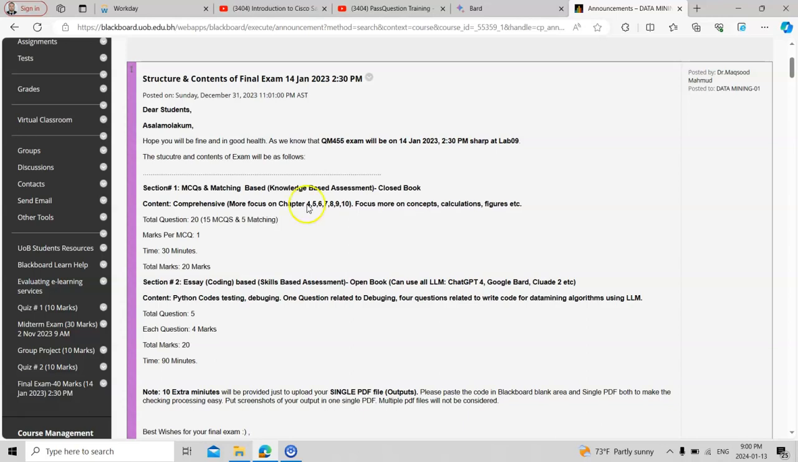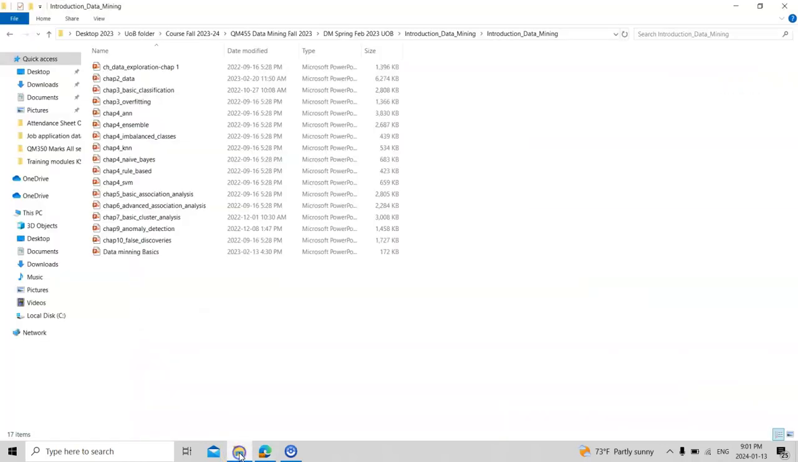Calculations would be there, and concepts would be tested to see whether the concepts are clear or not. Calculations would be done, for example, how to calculate support for the Apriori algorithm, or confidence level, or probabilities or conditional probabilities, and figure description. So this kind of question would be coming. Each MCQ has 1 mark, total 20 marks, and time is 30 minutes. So I will open a sample for you to see what kind of questions would be there.